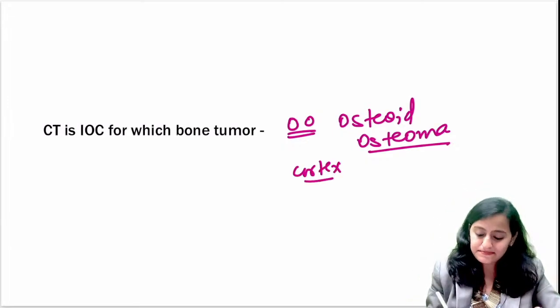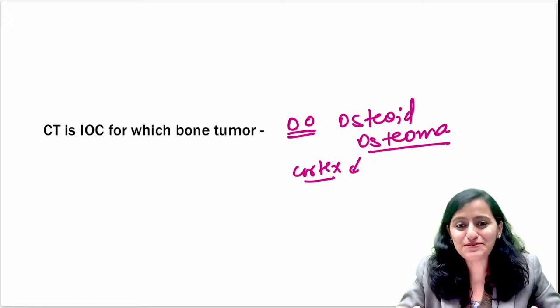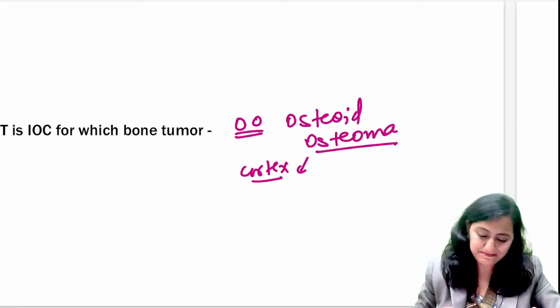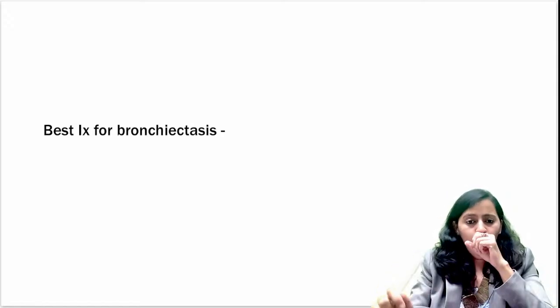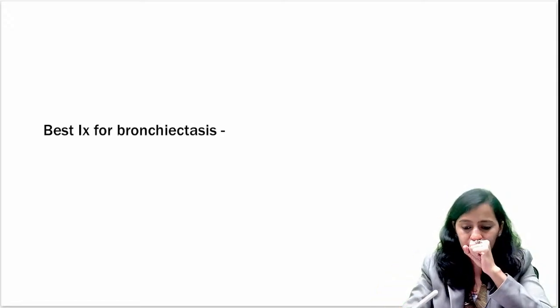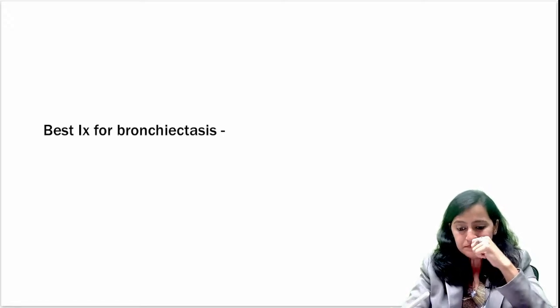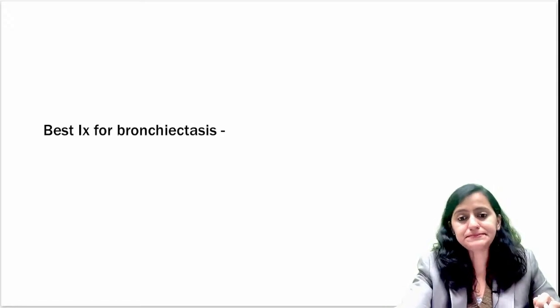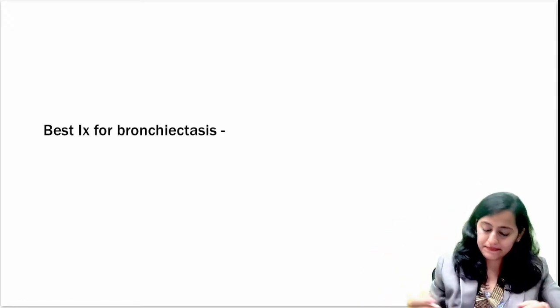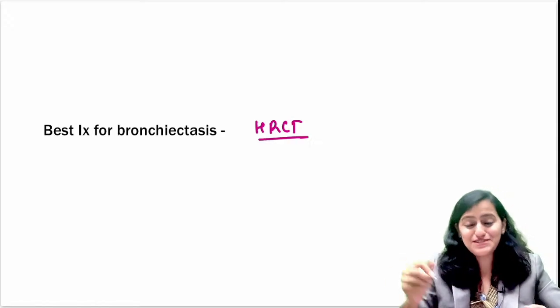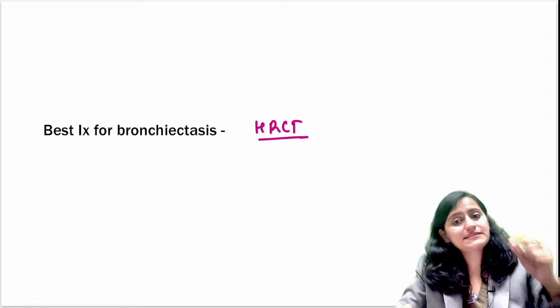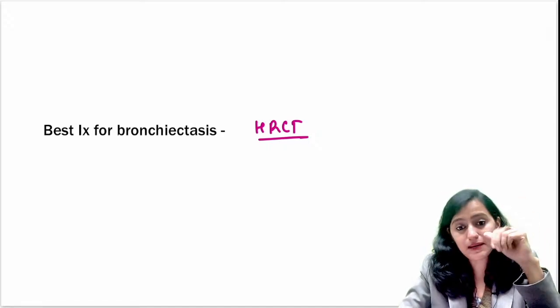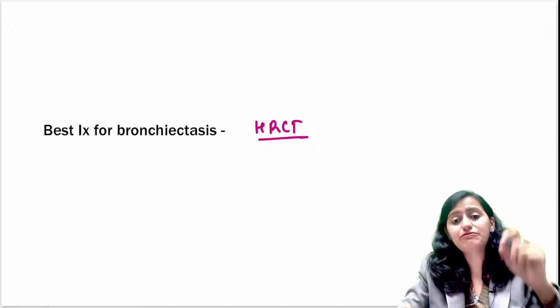Guys, right. Because it's a cortex-based tumor, and that is why you do CT for osteoid osteoma. Absolutely right. Next question. What is the best investigation for bronchiectasis? Correct. It's going to be HRCT and not biopsy. Right? Because in HRCT, you can see even the small peripheral bronchi very well. So remember, it is HRCT for bronchiectasis.